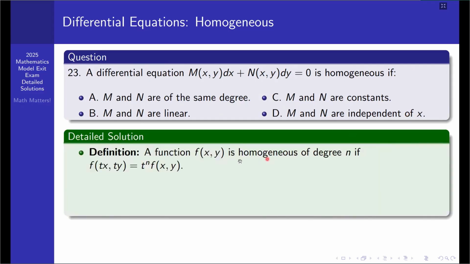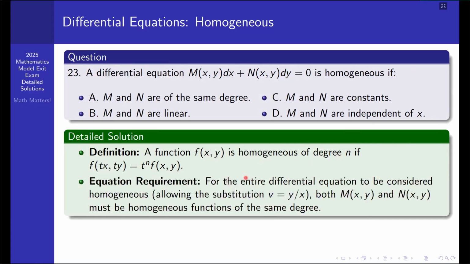We know that a function f of x, y is said to be homogeneous of degree n if f of tx, ty is equal to t to the power of n times f of x, y. If this condition is satisfied by this function f of x, y, then this function f of x, y is said to be a homogeneous function of degree n.